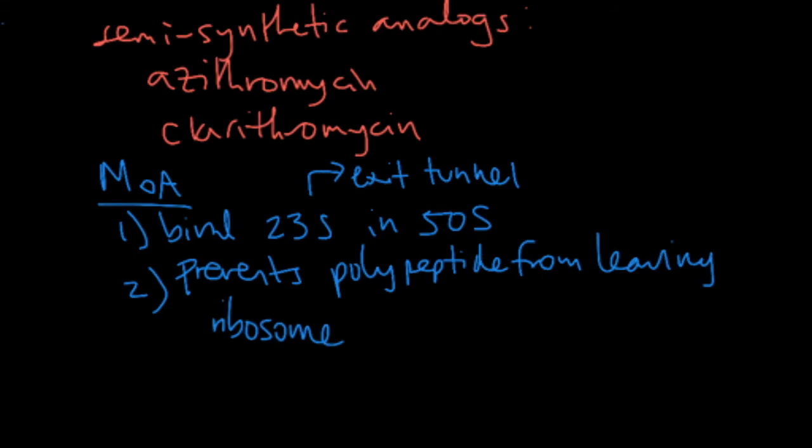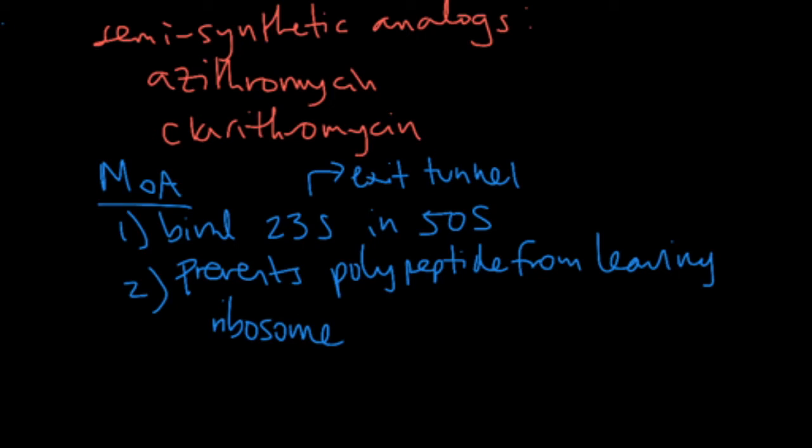So the way that macrolides work is that they bind to the 23S subunit of the 50S subunit. And this 23S happens to be the exit tunnel, like I showed you guys at the beginning of the video. If you block the exit tunnel, you block polypeptides from leaving the ribosome, and you block proteins from acting in the bacteria. And if you stop proteins in the bacteria, you kill the bacteria.